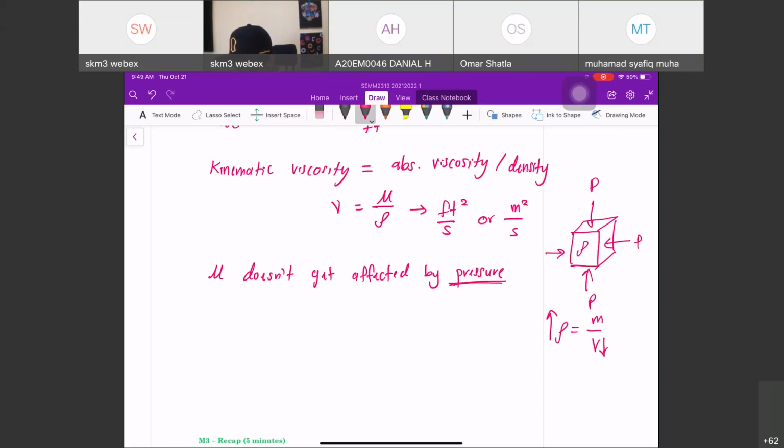However, the kinematic viscosity nu of gases varies very strongly depending on pressure, because of density.